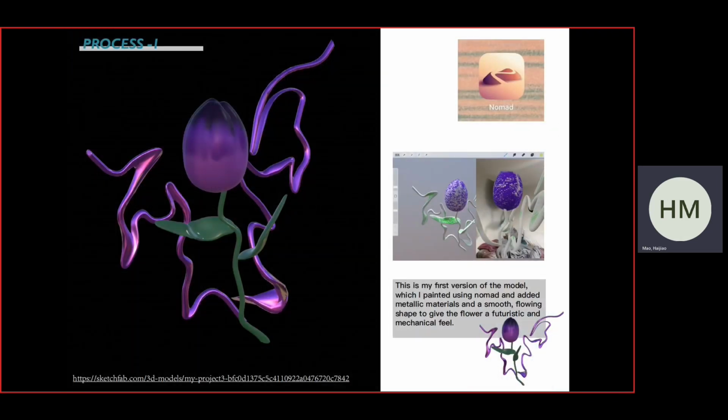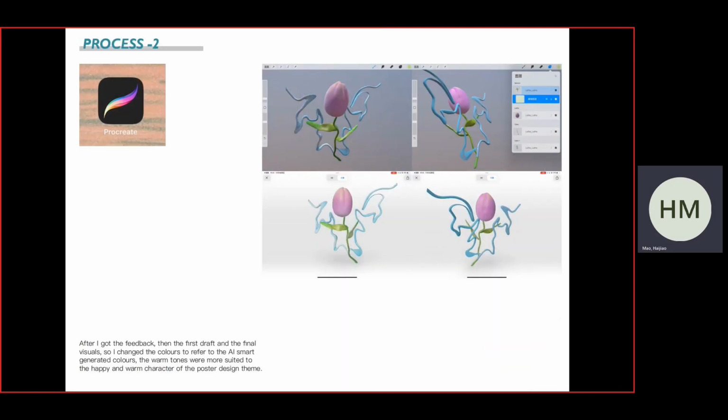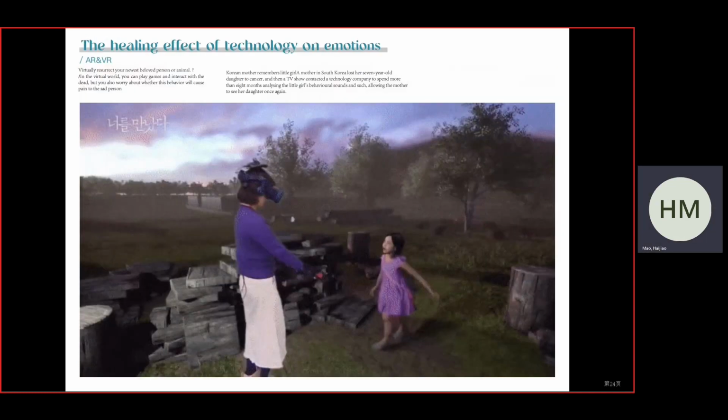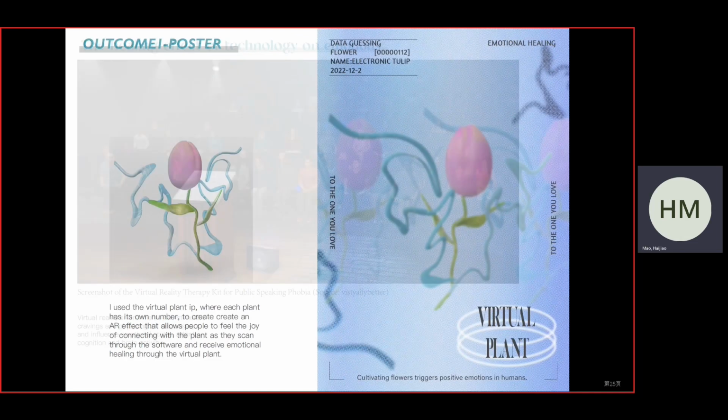So I used Nomad to build this flower model, and I used Procreate to change the color, and after I got feedback on the first draft and the final visuals, I changed the color. And I found some references about the healing effects of ecology on emotion. So I chose AR to do this project.